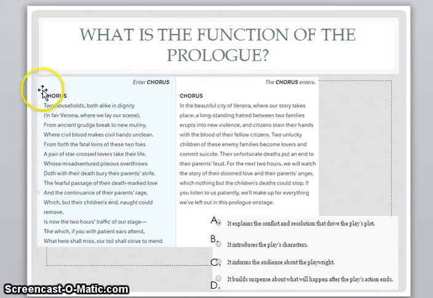So here is a snippet of the prologue. Take a few seconds to read it, and then you need to choose your answer, please.